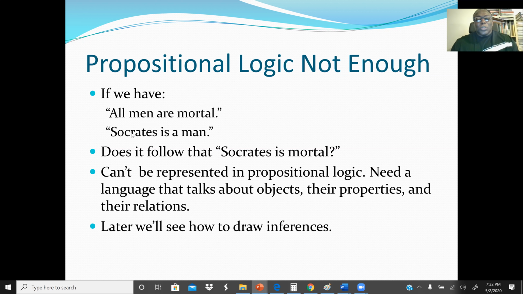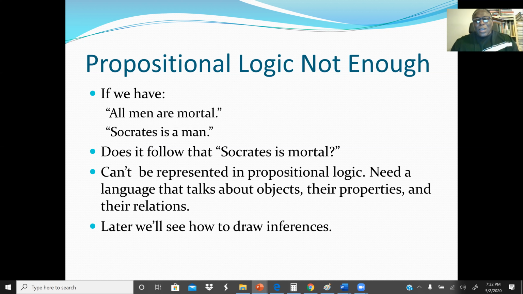So let's see one example here. We say all men are mortal. Socrates is a man. So it follows logically that Socrates is mortal also. Since Socrates is a man, and because all men are mortal, Socrates is a mortal. But this can't be represented in propositional logic.